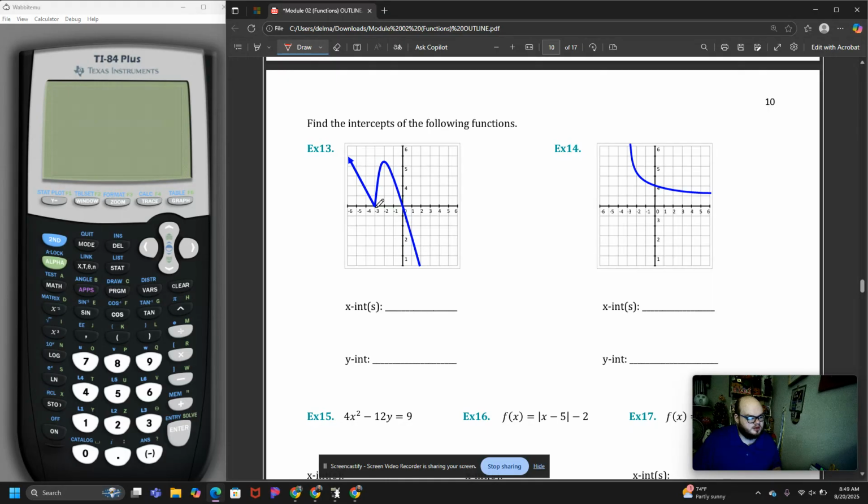So the x-intercepts are where we cross the x-axis. The x-intercept is at negative 3 and 0. The y-intercept is right here at 0, 0. This does not cross the x-axis, at least where we can see, but it does right there at 4.